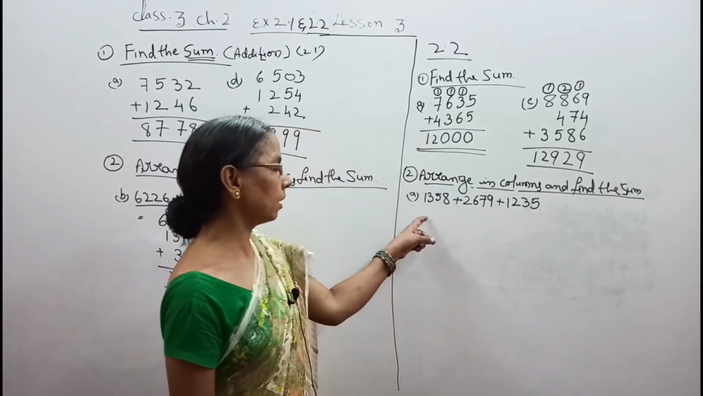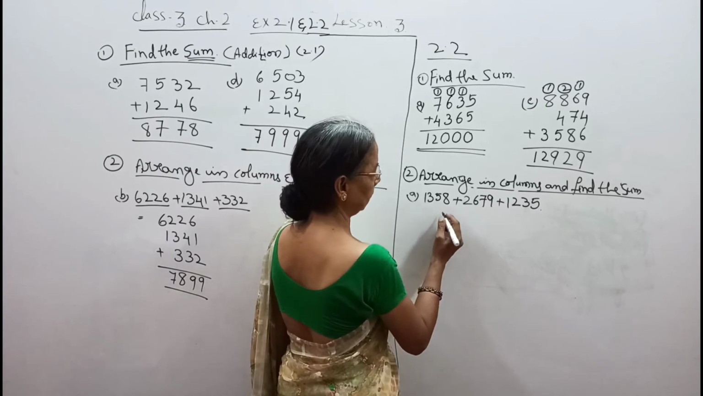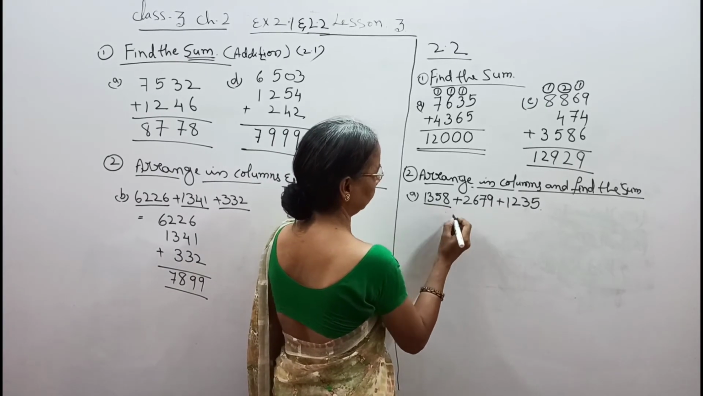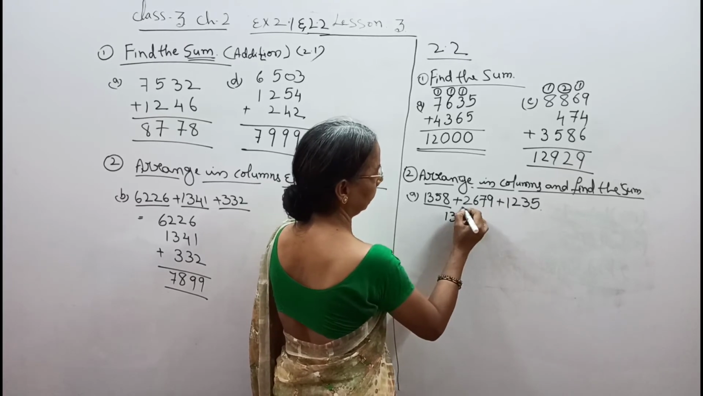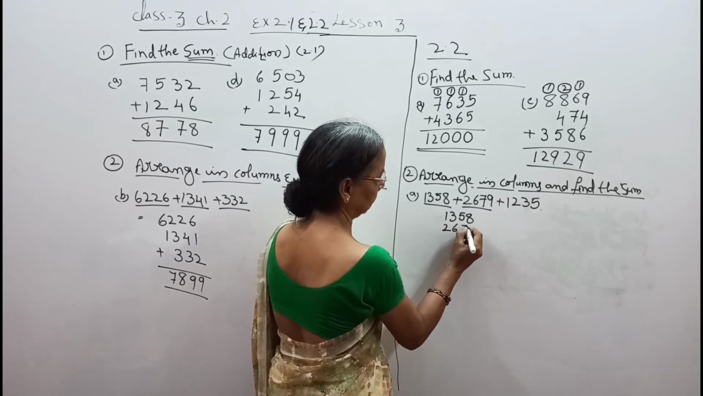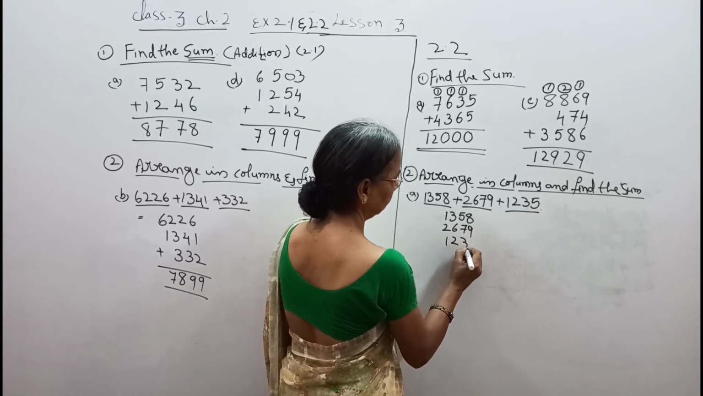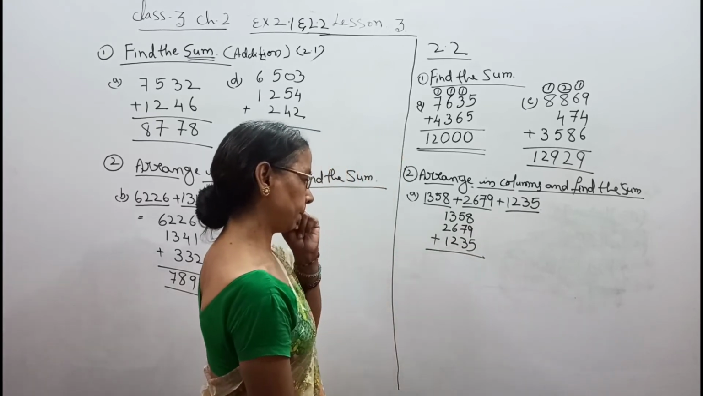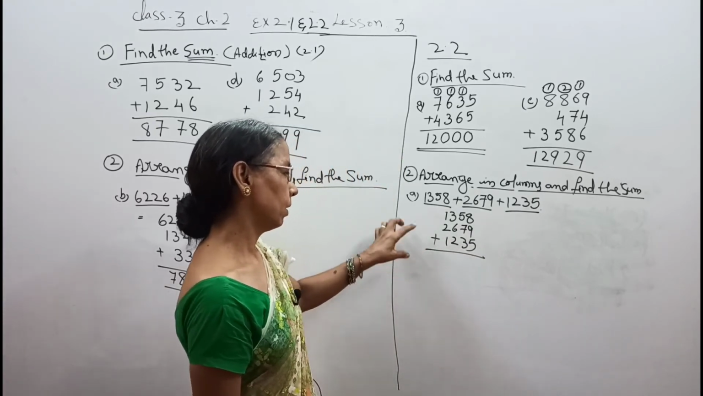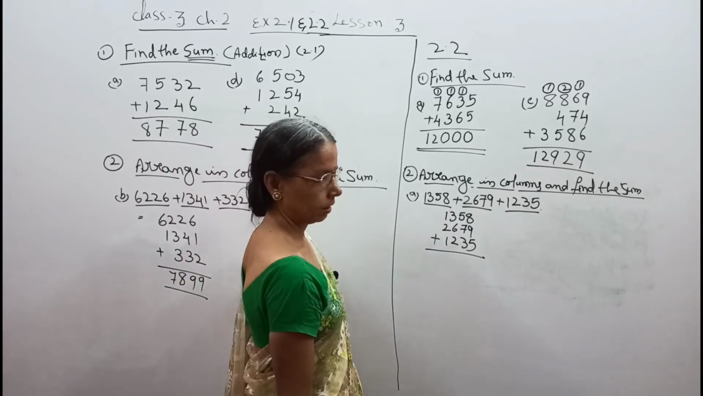Here all the numbers are 4 digits. Then we have to write it easily. That is, first we take 1,358. Below that we write this one, that is 2,679, and again 1,235. Add it. By putting this plus symbol, it shows that we are doing addition.